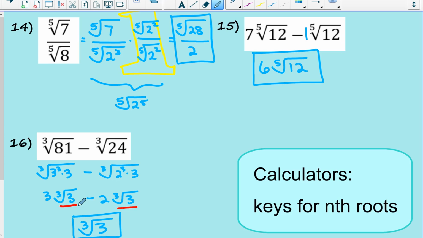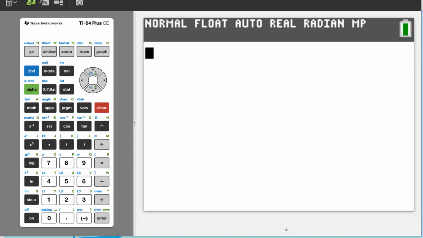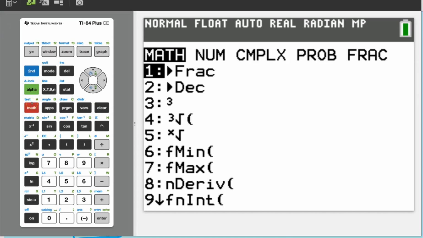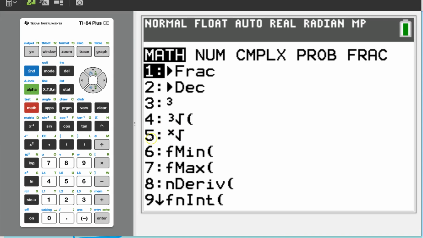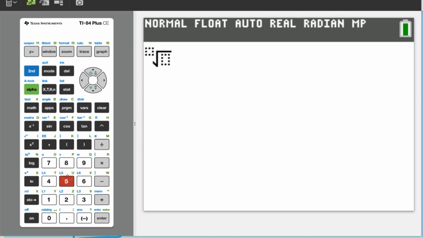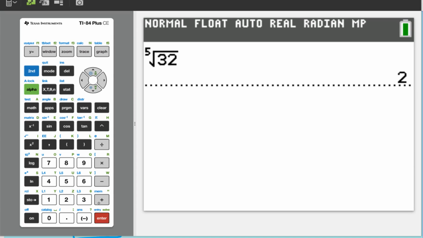And since we're doing all this work with cube roots and fifth roots and so on, I thought I would make sure you know how to find a calculator key to find any kind of root you want. So here's my calculator. Let's say I want to find the fifth root of 32. So one option is to go into the math menu and to choose number 5, the xth root. And then you can type in the kind of root you want, that's the index, and then you can put your 32 in there.